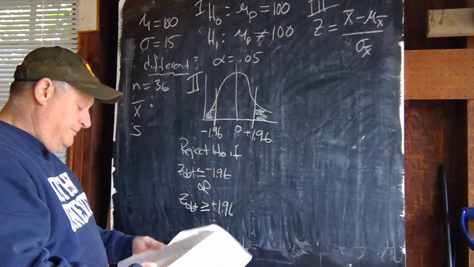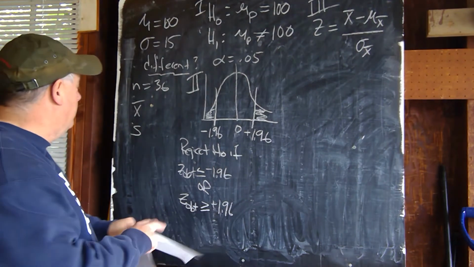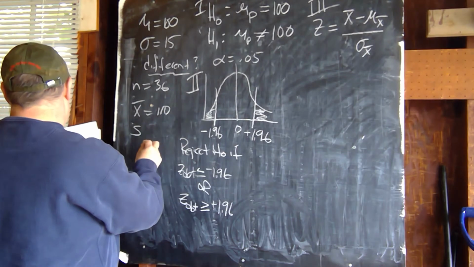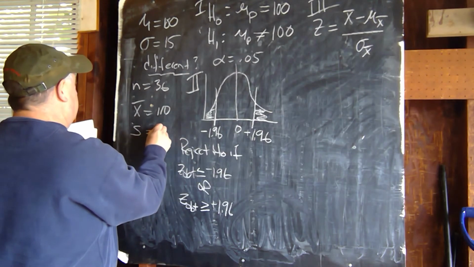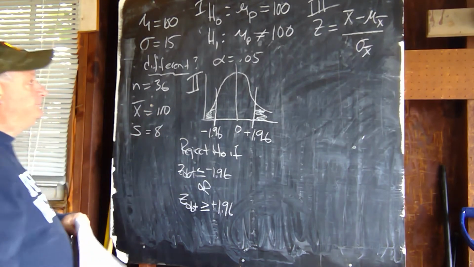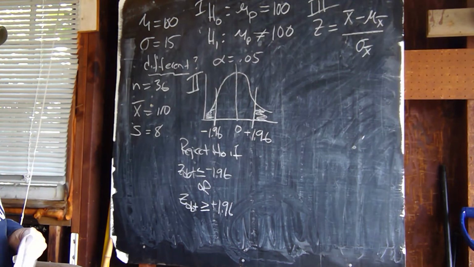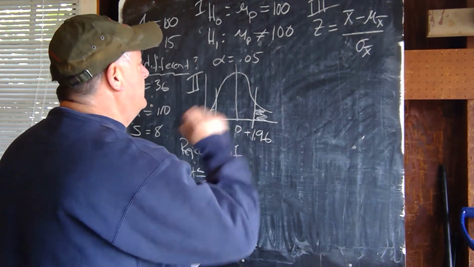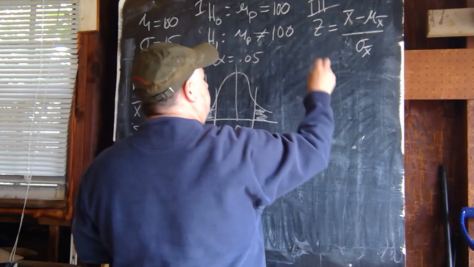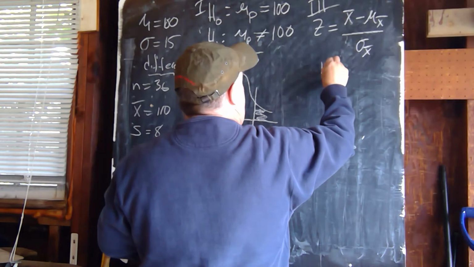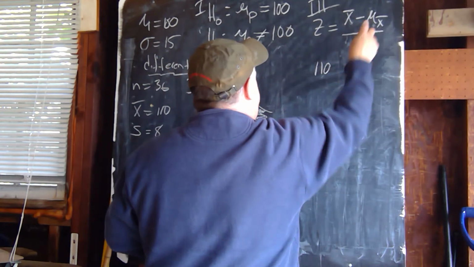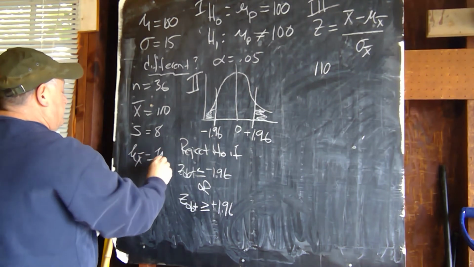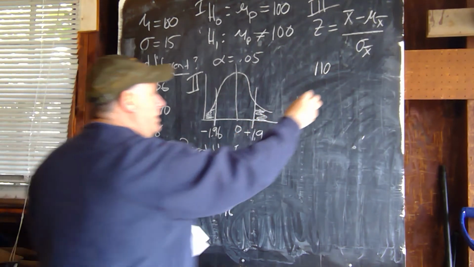So let's say for this particular problem, the sample mean is 110 and the standard deviation is, let's say, 8. So what does that mean for us? Well, now we've got to do the hypothesis test. We've got to calculate the z. X bar is 110. Mu sub x bar, according to the central limit theorem, equals mu, which in this case is 100.